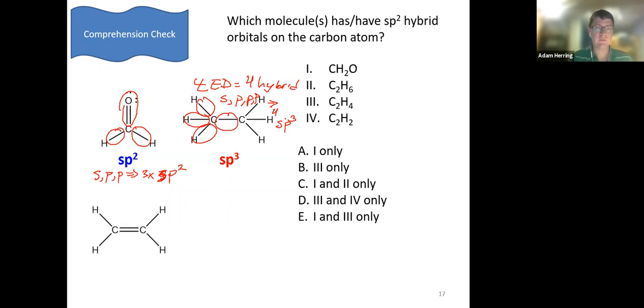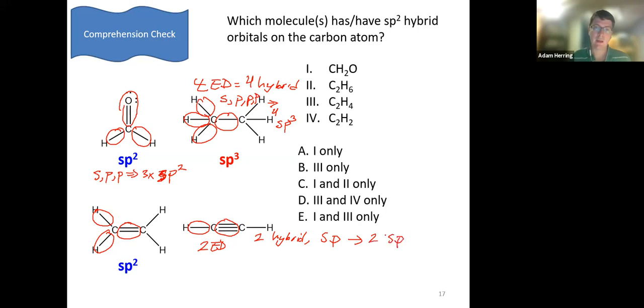C2H4 looks like this. We also have 1, 2, 3 electron domains. Because we have 3 electron domains, our hybridization is sp2. Finally, C2H2 looks like this. Each carbon, notice, has 2 electron domains. Remember, triple bonds count as a single electron domain. Therefore, if we have 2 electron domains, that means that we need to have 2 hybrid orbitals that are identical. So we take 1 s and 1 p, we combine them to get 2 orbitals that are sp hybridized.